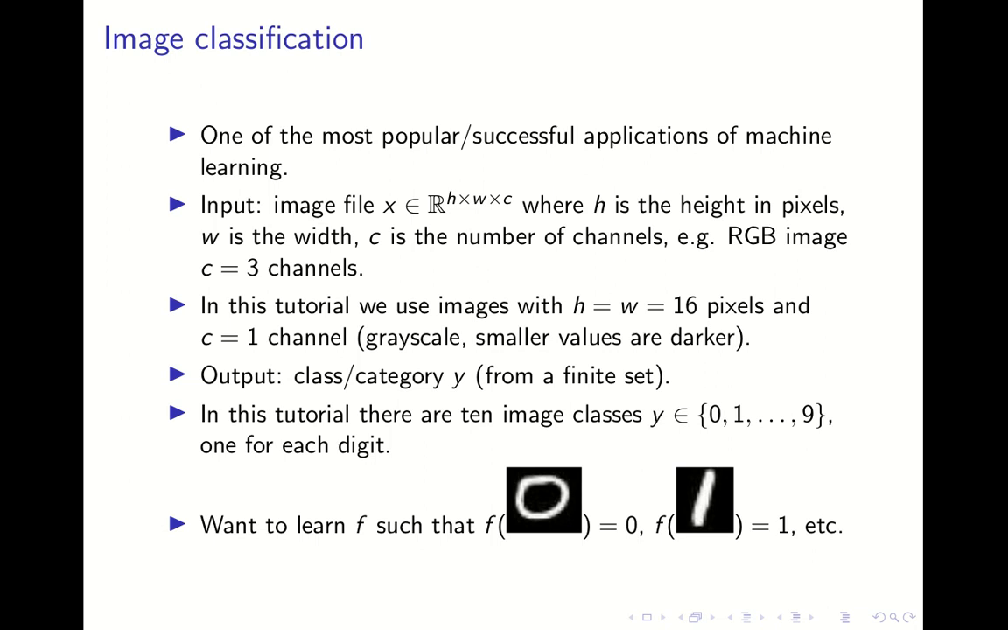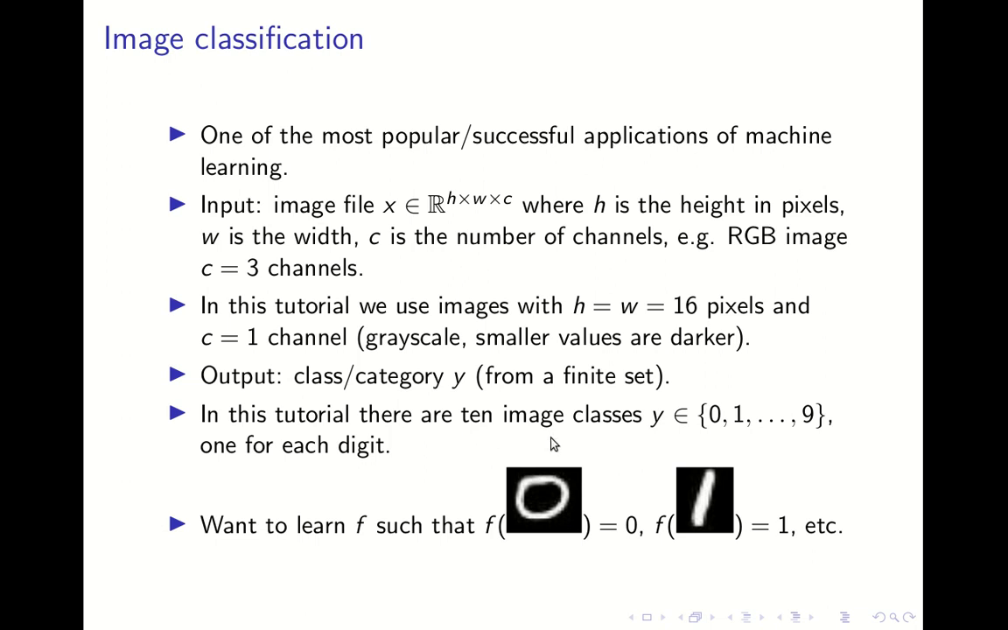So when we're talking about classification, that means the output that we want from our learn function is this class or category y from a finite set. So that's in contrast to the previous tutorial where we were looking at regression problems where the output was a real number prediction. So here we don't want to predict a real number, we want to predict what class the image corresponds to.